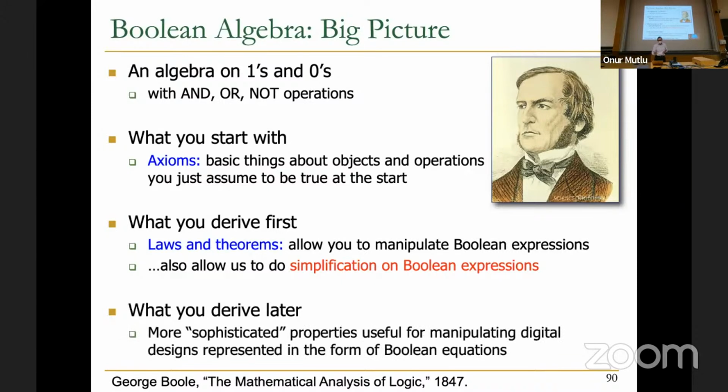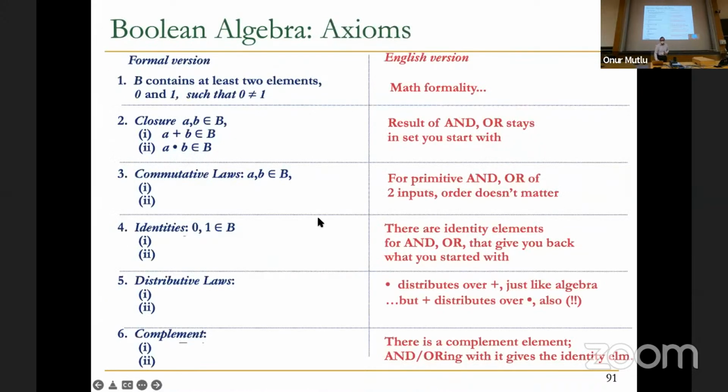And then you derive other sophisticated properties for manipulating digital designs, represented in the form of Boolean equations. You will see what I mean later on. This may not make sense right now, but for example, we're going to look at max terms and min terms, and we're going to specify truth tables based on sum of products and product of sums forms, maybe later today or next week. And you will see that things can be specified in a very simple way if you look at it from a Boolean function perspective.